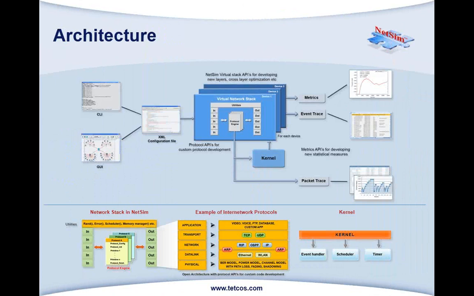This is the basic architecture of NetSIM software. Here we use the CLI mode or GUI mode to open any design. It will go through an XML configuration file. Then when we do our simulation, it will create a metrics file, then event trace, and packet trace. These are the analysis options that we have after designing. On these parameters we analyze all our networks.